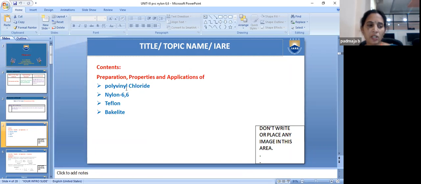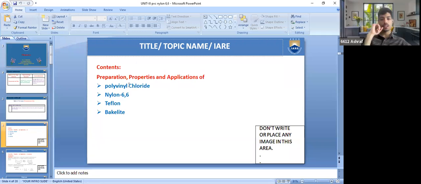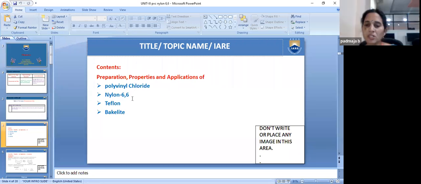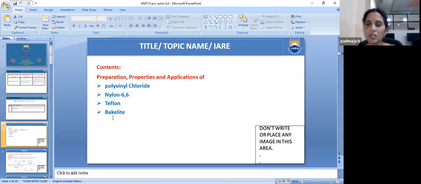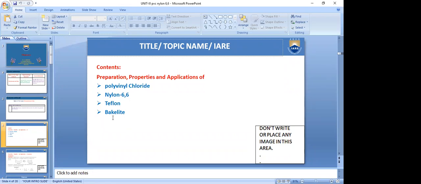Now, what are the monomers we are taking in polyvinyl chloride? Vinyl chloride. What are the monomers in nylon 6,6? Adipic acid and hexamethylene diamine. What are the monomers in Teflon? Tetrafluoroethylene. In Bakelite, what are the monomers? Formaldehyde and phenol.